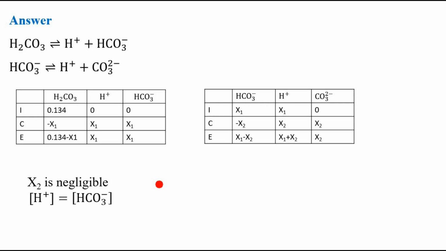In this case, we have the H plus equal to HCO3 minus. Because they were asking in which condition, the only ion which can be equal is the H plus and the bicarbonate, and the condition is that the X from the second dissociation, X2, should be negligible.